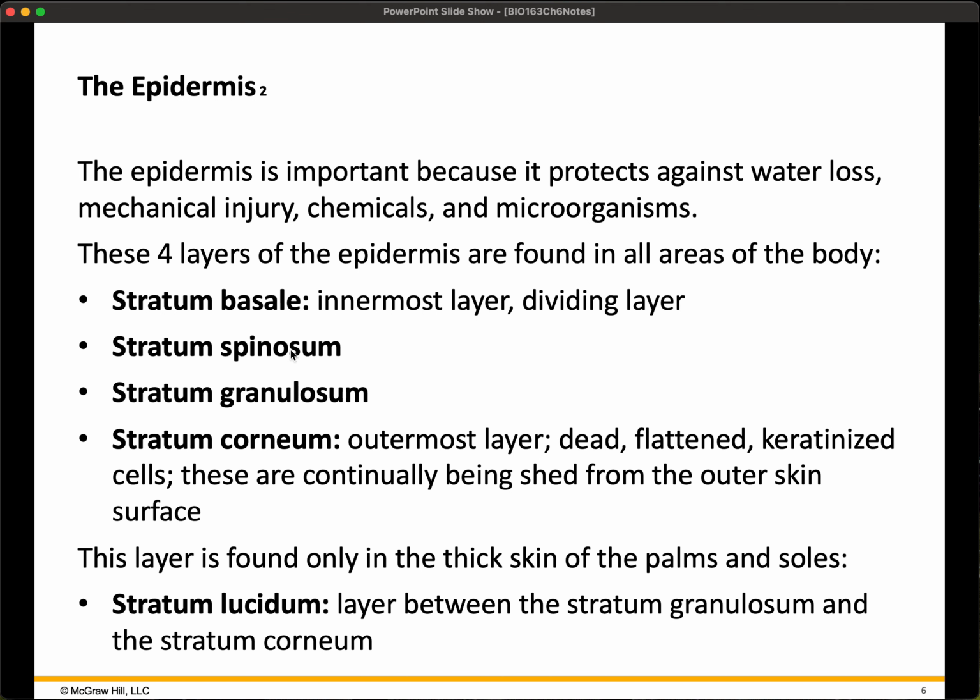These cells start to change their shape and change their internal characteristics, and you can see it on microscopic images, this distinct shift in structure from the basale cells to the spinosum, granulosum, lucidum, and then the corneum, that final outer layer, no matter what the type of skin. The corneum are the outermost, dead, flattened, keratinized, and continuously shed from the outer skin surface. The stratum corneum on its own is 25 layers thick.